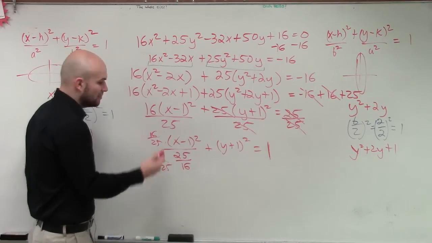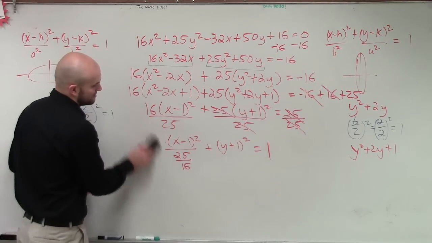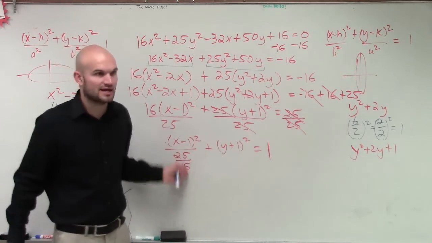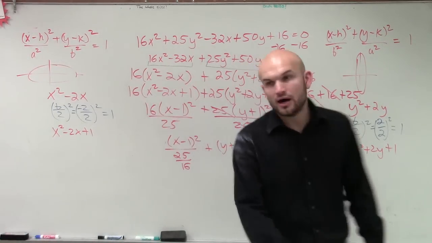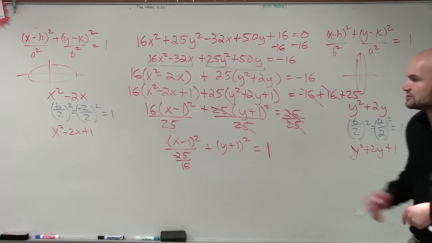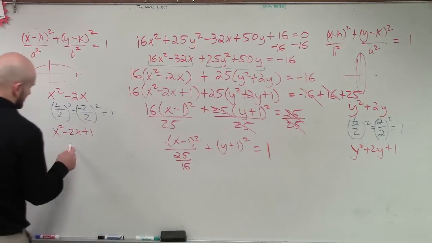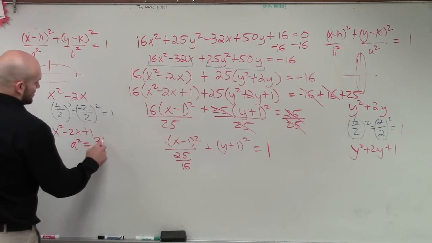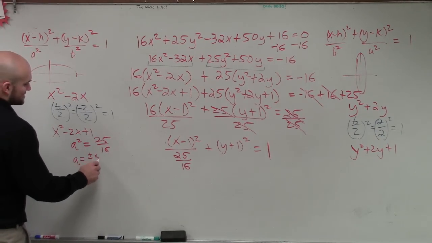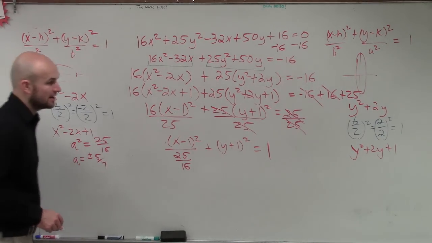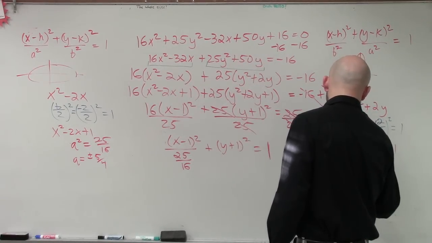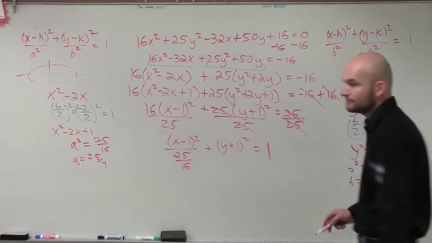But the reason why I have to write it like this is because I have to know what my a squared and my b squared are, right? So that's why I rewrote it with my fraction thing. All right, so let's try to get this fraction done. So 25 or 16, it's fine. So therefore, what's my a squared? 25 over 16. So therefore, you could say a is going to equal plus or minus 5/4, right? My b squared is equal to 1, so b equals plus or minus 1, right?